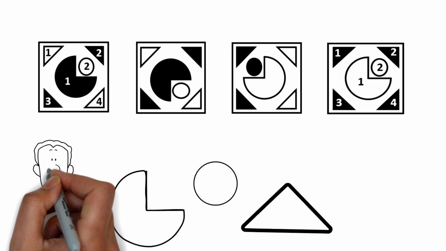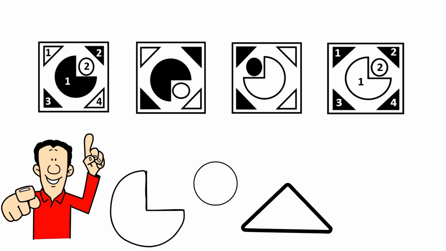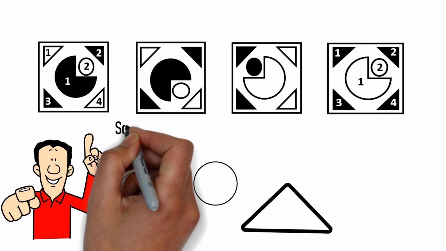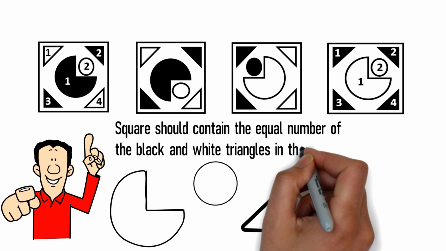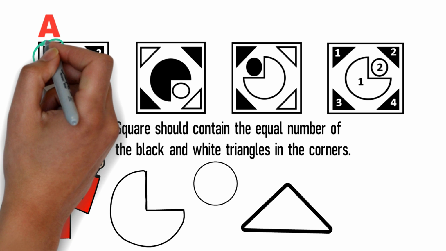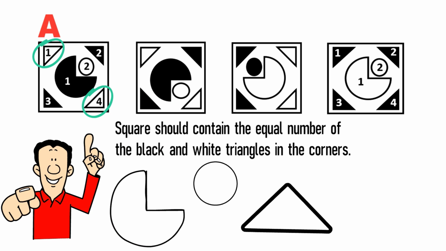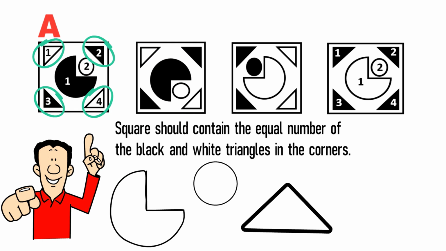In this particular question, there is only one pattern, the pattern of the triangles. But there are some sophisticated questions on the test which might include patterns for both shapes. In this particular case, the pattern is that the square should contain an equal number of black and white triangles in the corners. Triangles in the square A are positioned diagonally across each other. White triangles are located in the upper left corner and in the bottom right corner, and black triangles are located in the bottom left corner and in the upper right corner.